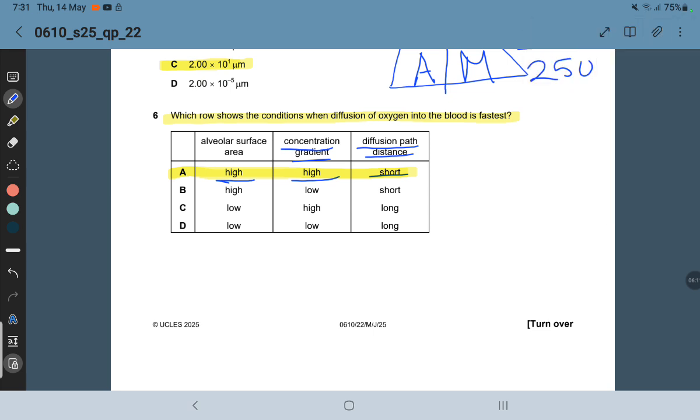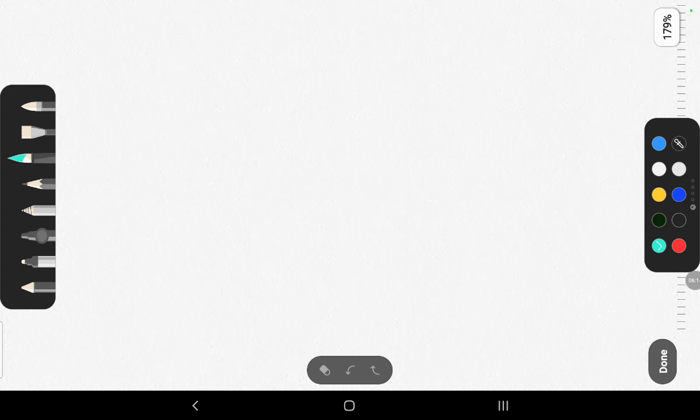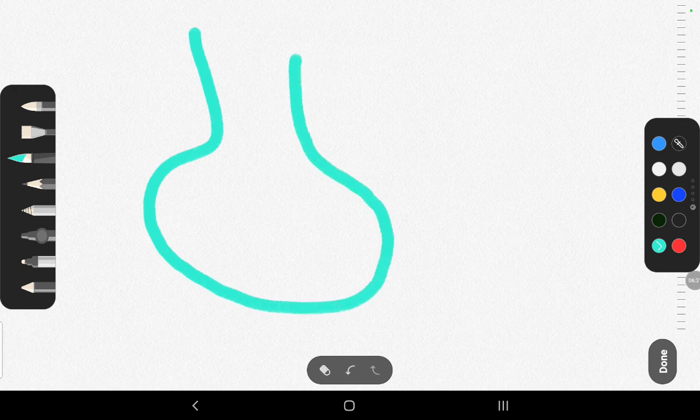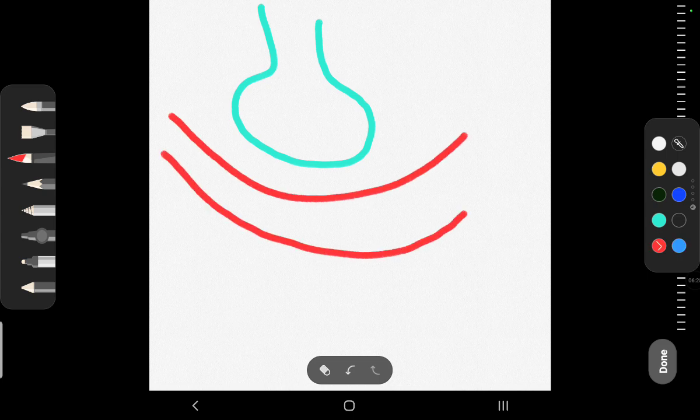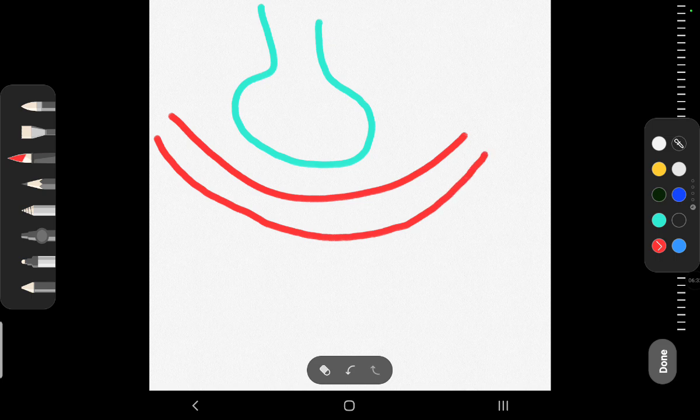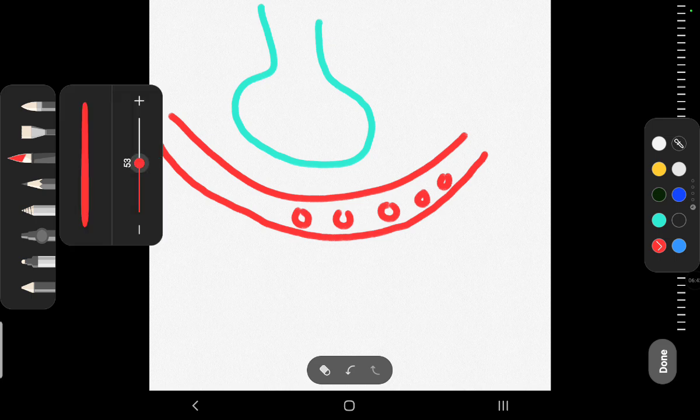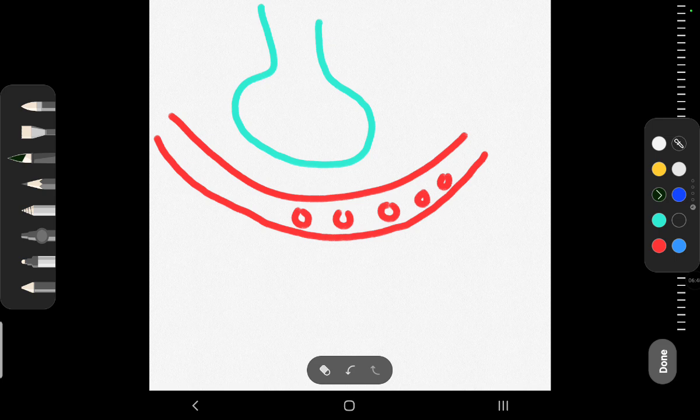So let us illustrate this example of number 6. Now I have my lovely alveoli here, and I have my blood vessels flowing. Now these are blood cells carrying the oxygen, and this is my alveoli.